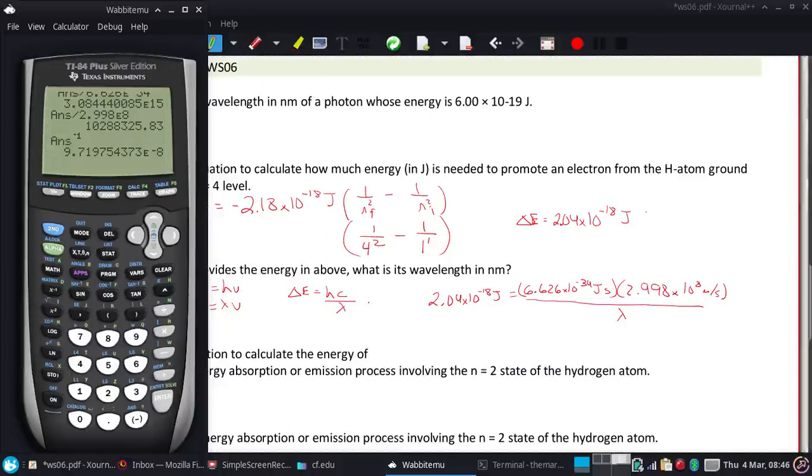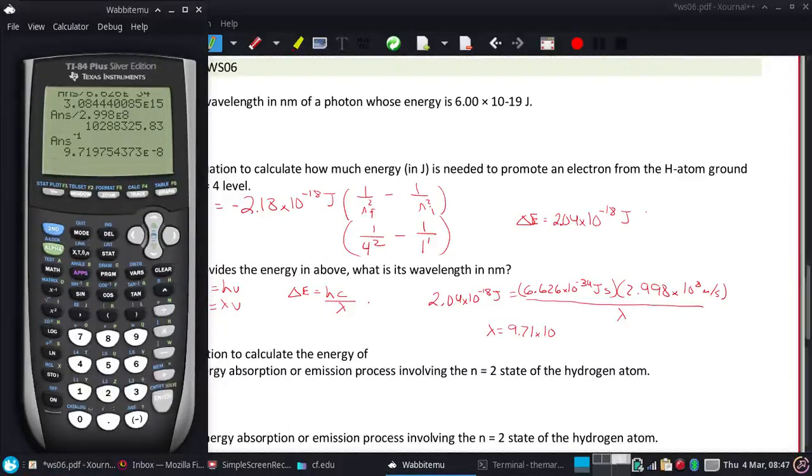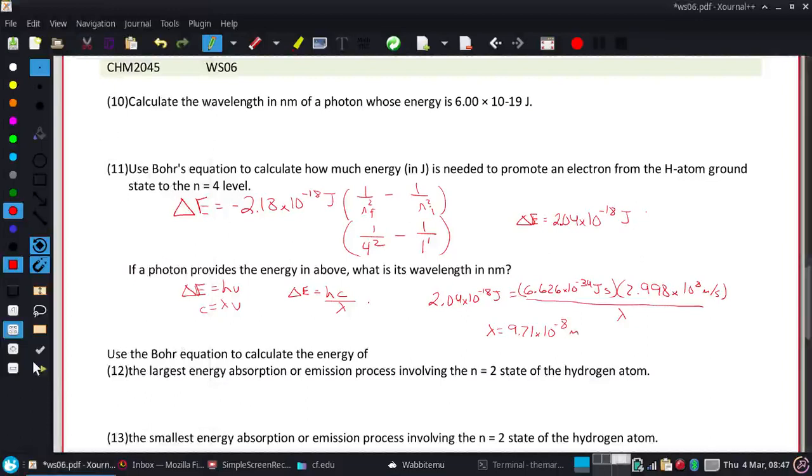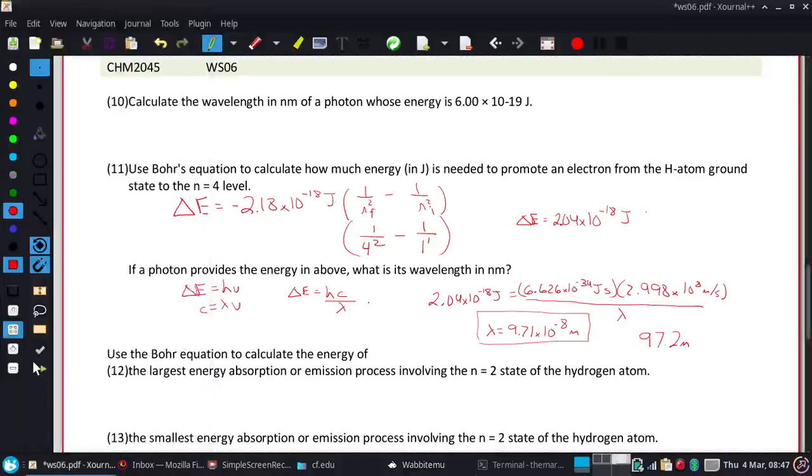So wavelength equals 9.71 times 10 to the negative 8th, and that will be meters, which is why we sometimes see wavelengths reported in nanometers, because we can move that decimal that way. But this one doesn't, oh, it does say put it in nanometers, doesn't it? Yeah, see that? So that's not my answer. I'm going to multiply that value by 1 billion to get the nanometers, which is 97.2 nanometers. That is the answer. All right.